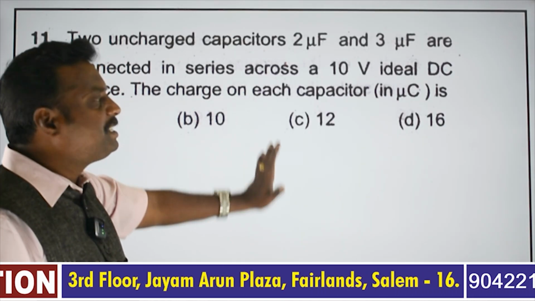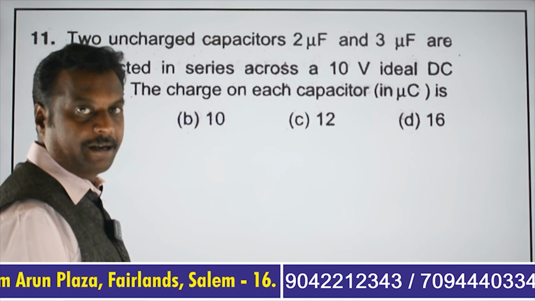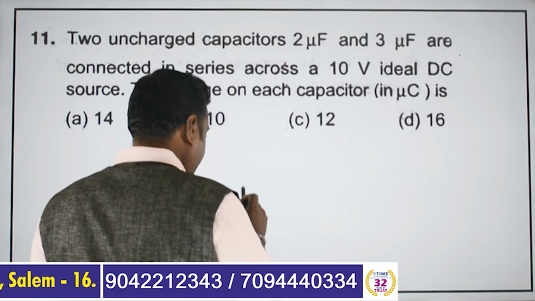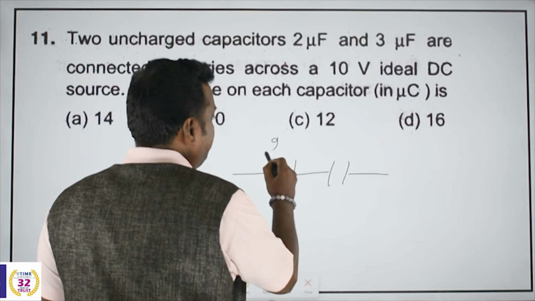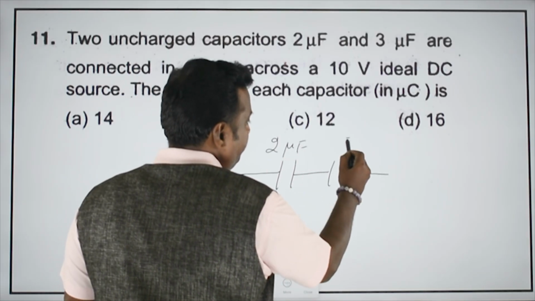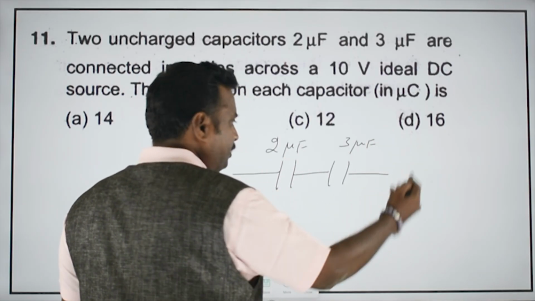The charge on each capacitor in microcoulomb என்ன அப்படின்னு கேட்டிருக்காங்க. It's quite simple. So ரெண்டு capacitor இருக்கு. This is my first capacitor and this is my second capacitor. This is about 2 microfarad. The second one is about 3 microfarad. Of course, it is connected to a battery.